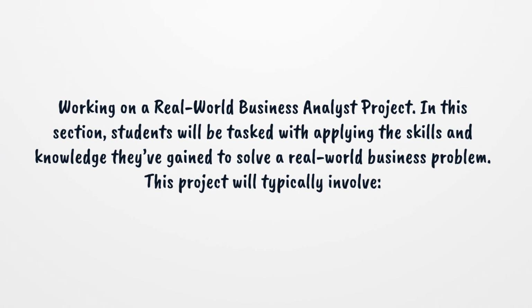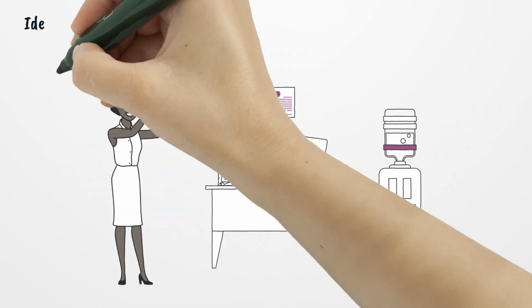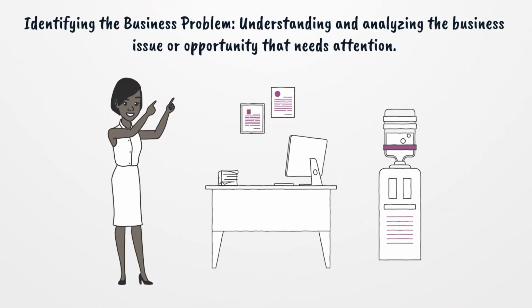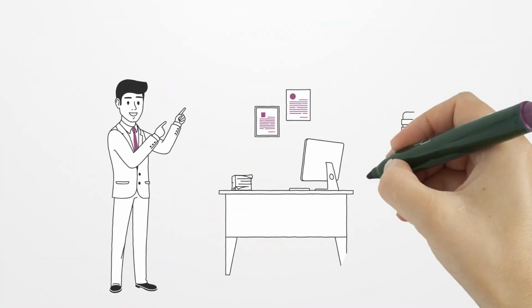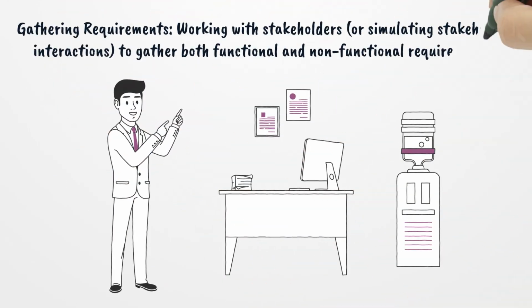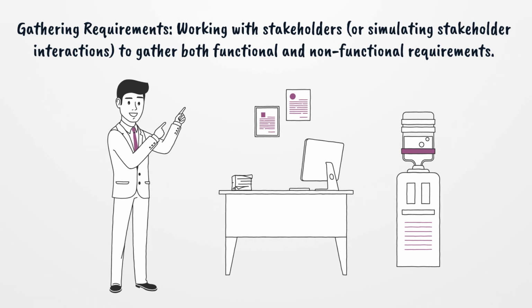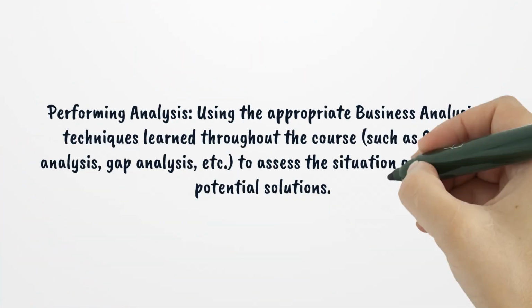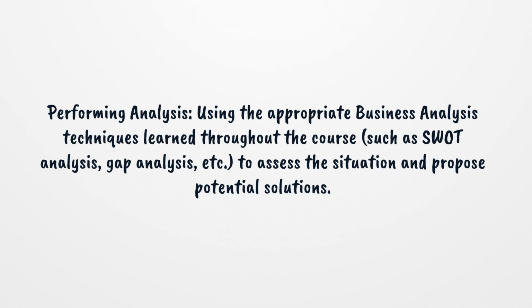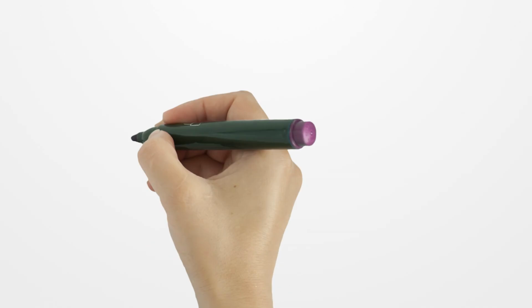problem. This project will typically involve identifying the business problem, understanding and analyzing the business issue or opportunity that needs attention, gathering requirements, working with stakeholders, or simulating stakeholder interactions to gather both functional and non-functional requirements, performing analysis, using the appropriate business analysis techniques learned throughout the course, such as SWOT analysis, gap analysis, etc., to assess the situation and propose potential solutions.